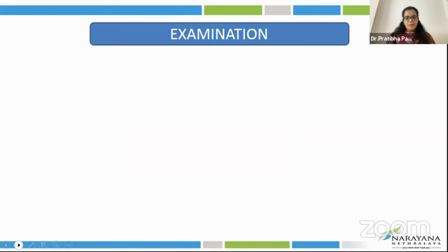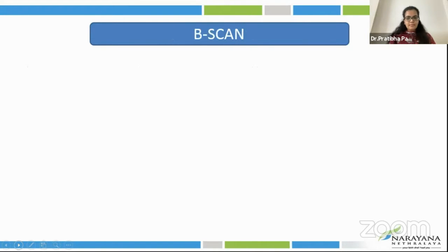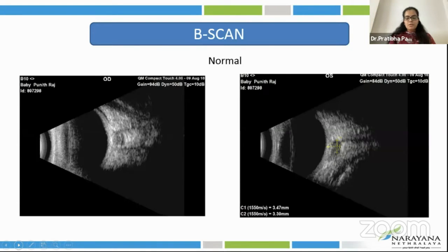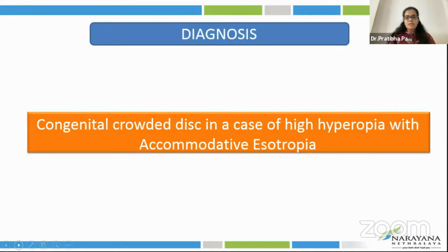So this patient had a cycloplegic refraction, which was revealing high hyperopia. We did a B scan in this patient, which was pretty much normal. So this was a case of a congenital crowded disc in a case of high hyperopia with accommodative ET. So sometimes history can be very misleading. So it's very important for us to look at all the entities together.